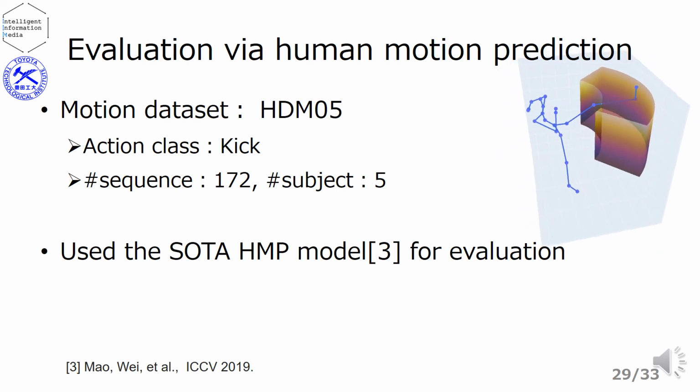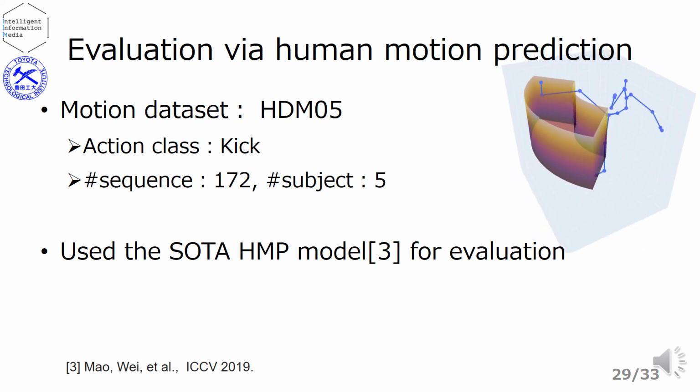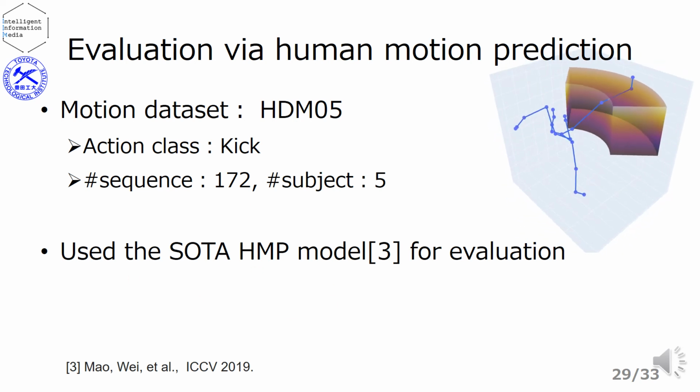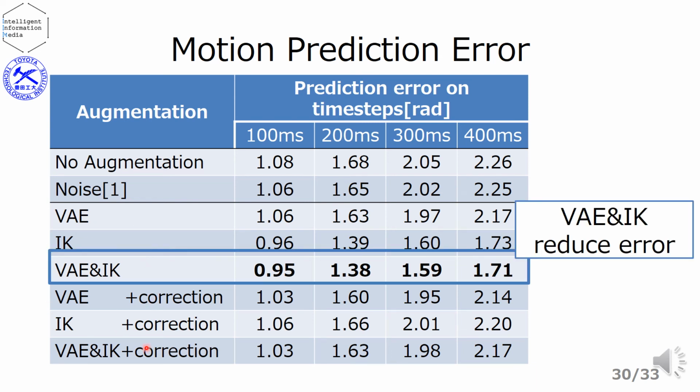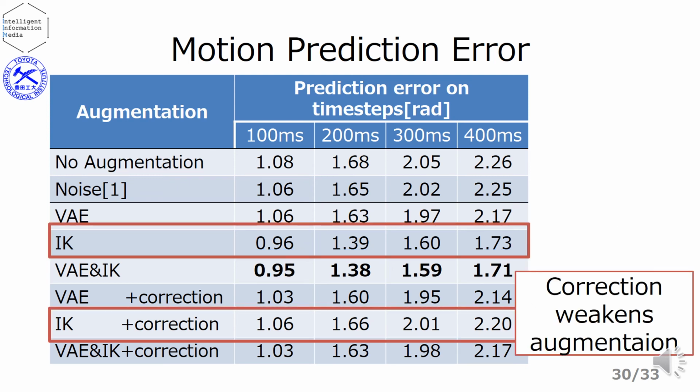We evaluate our data augmentation method based on errors in the human motion prediction task. We use the HDM05 dataset. As a human motion prediction method, this SOTA model is used. This table shows the prediction error at different time steps with each data augmentation. Prediction models are trained with various augmentation, namely data with no augmentation, data with noise given by the previous method, and several combinations of our method. In all cases, the error is greatly reduced by the combination of VAE and IK augmentation. However, motion correction fails to reduce error further.